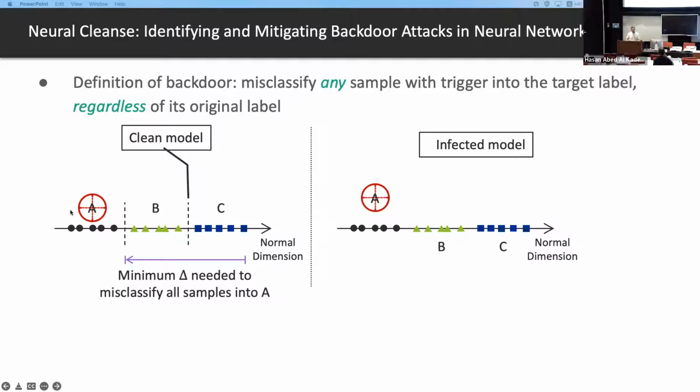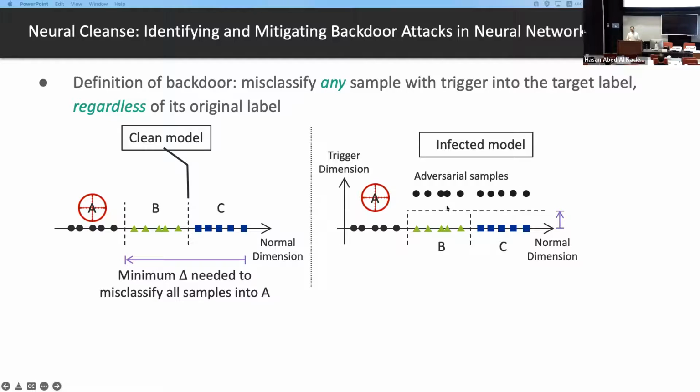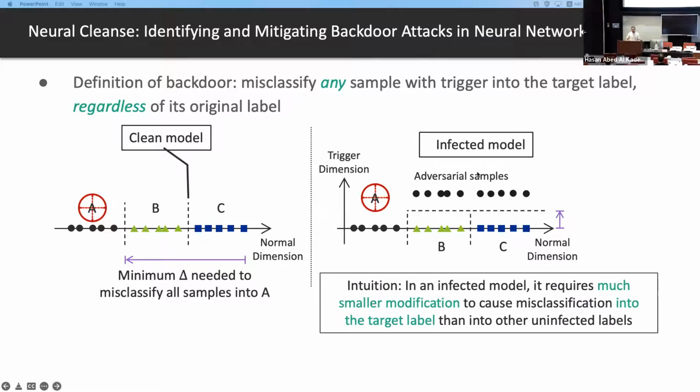But they say that if you are targeting A and we train the backdoor-infected model, the decision boundaries will change. They claim that backdoor attacks cause a new dimension to pop up, which is the trigger dimension. And the poisoned samples will be at a certain level, which creates a very short distance between all classes and one particular class. So now you can jump from B to A, from C to A with a very short distance, because these samples are very close to the decision boundary. And this is the intuition: in an infected model, it requires a much smaller modification to cause misclassification into the target label than into other uninfected labels.